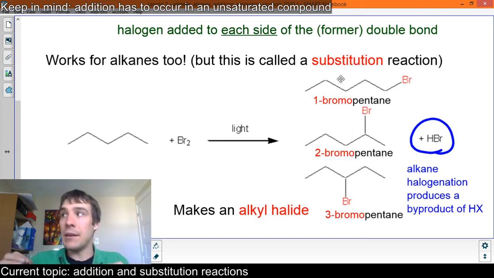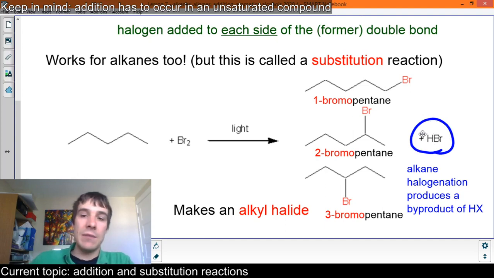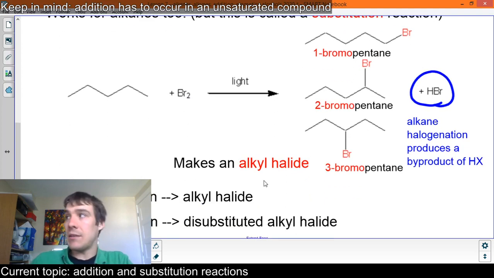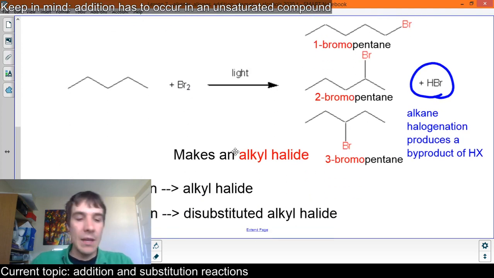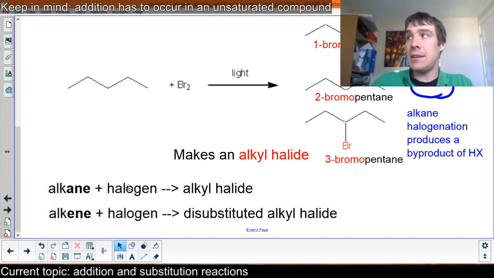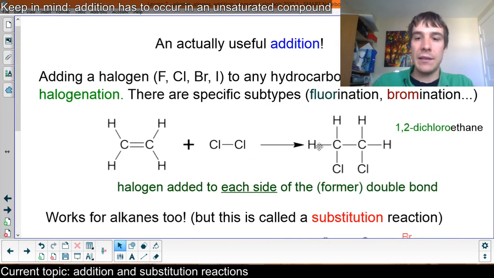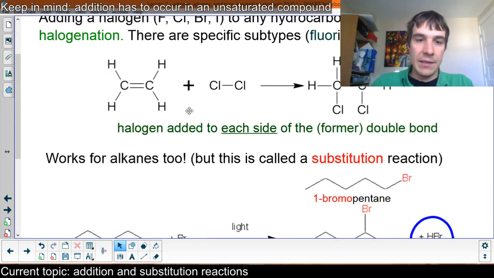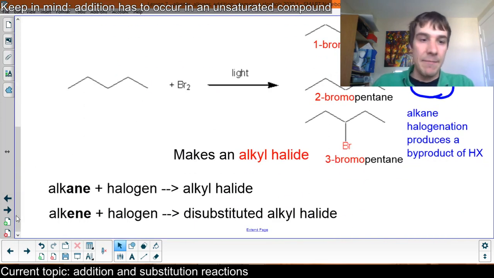It's a different scheme, right? Because you have a byproduct. There's a byproduct of HBr. So that's the hydrogen that you kicked out plus the other bromine that was left over from the Br2. That's how you can make an alkyl halide. So kind of a quick summary of that is if you have an alkane with a halogen, you get a monosubstituted alkyl halide. You get an alkene and a halogen, you get a disubstituted alkyl halide. And the halides are right next to each other because they just go where the double bond used to be.